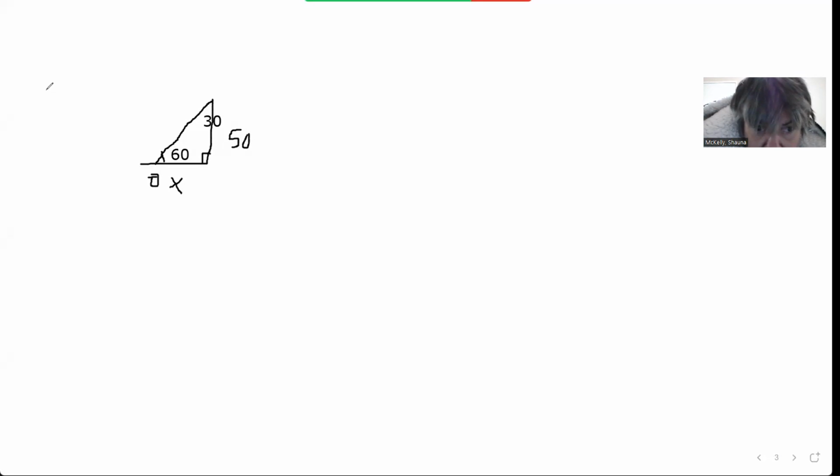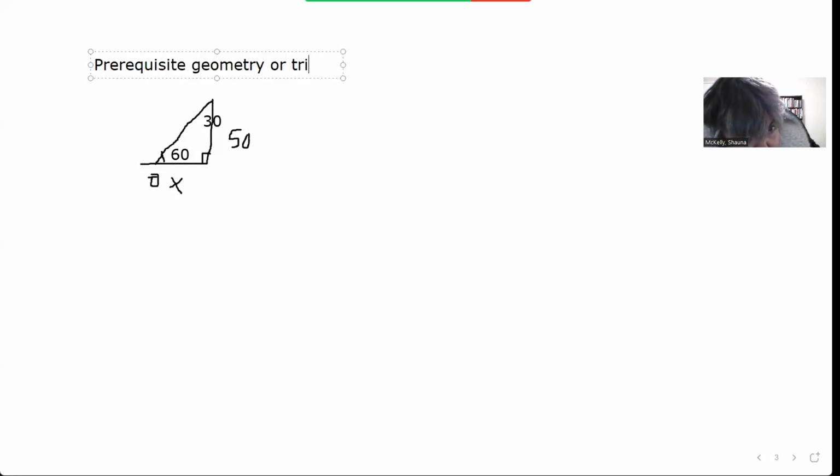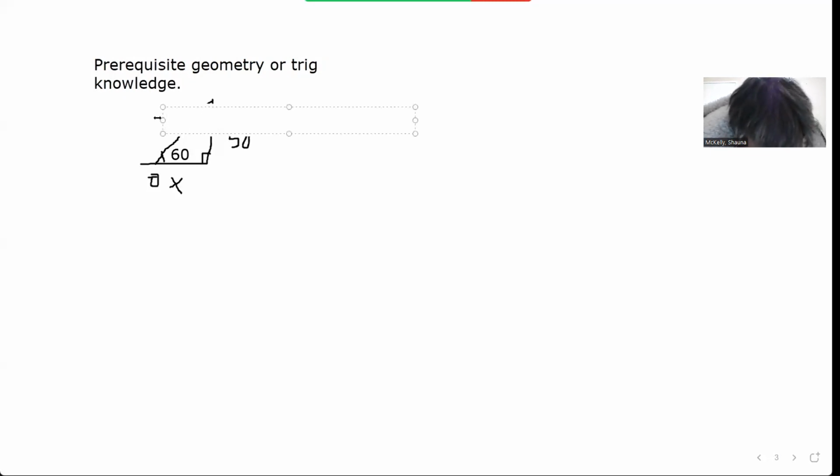So here we're going to call on some prerequisite geometry or trig knowledge. I don't care where you learned it. I just care that you learned it, okay? This is x here at the bottom. So the side opposite the 90-degree angle is always the longest. So it's 2x.